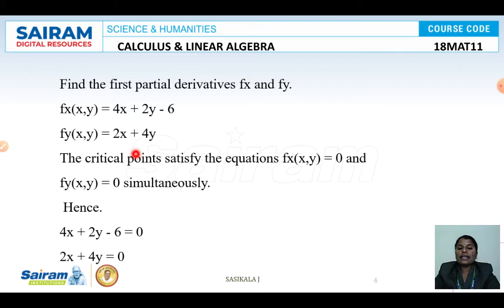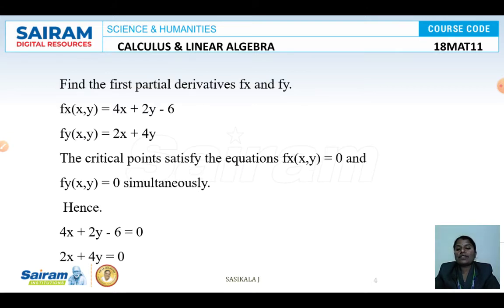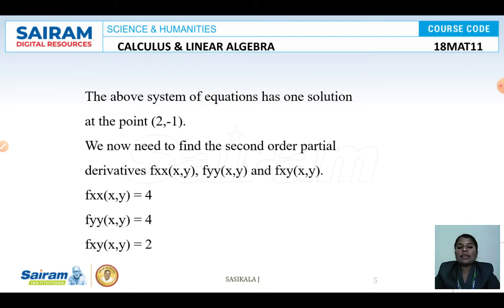Then you can find a critical point by equating these two to 0: fx equal to 0, fy equal to 0. From the first equation I get 4x + 2y − 6 = 0. From the second equation, 2x + 4y = 0. Simplifying by normally solving these two equations, I get the point (2, −1).